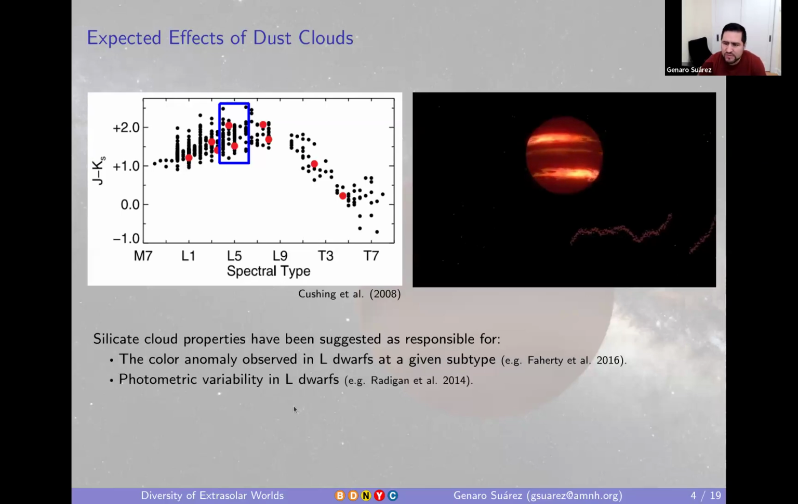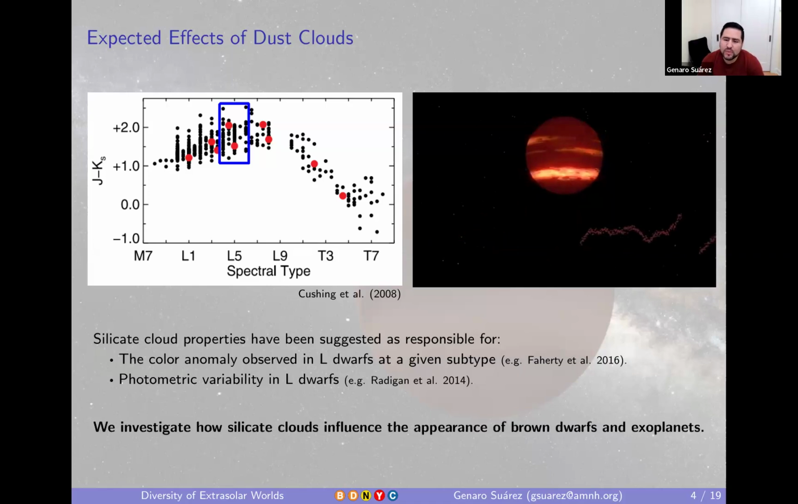Another effect attributed to silicate clouds is variability. So it is thought that silicate clouds are inhomogeneous, so they produce a brightness change as they rotate in and out of view. So we are interested in understanding the influence of silicate clouds in the appearance of substellar atmospheres.